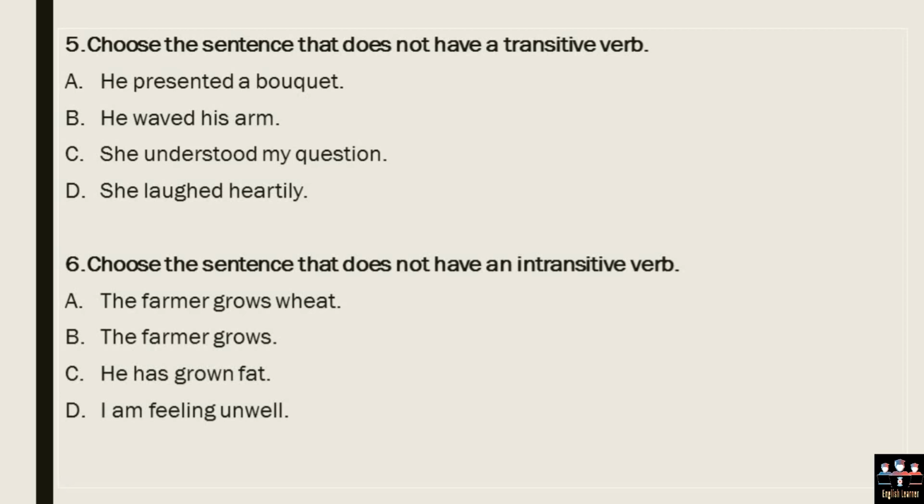Number 5. Choose the sentence that does not have a transitive verb. A. He presented a bucket. B. He waved his arm. C. She understood my question. D. She laughed heartily.